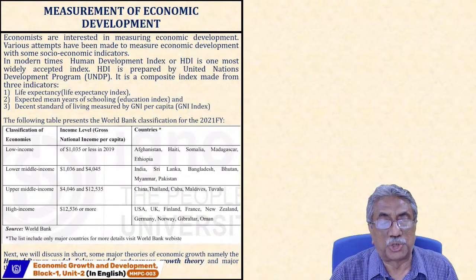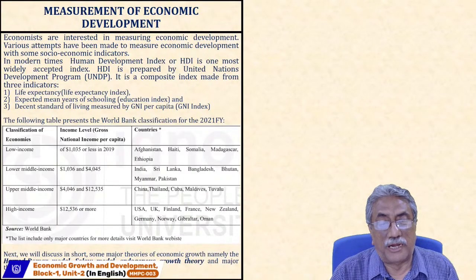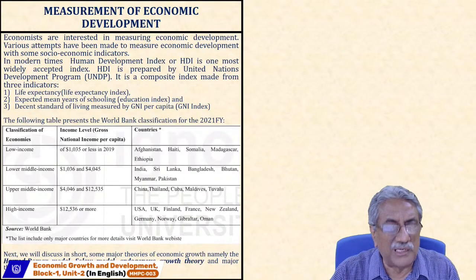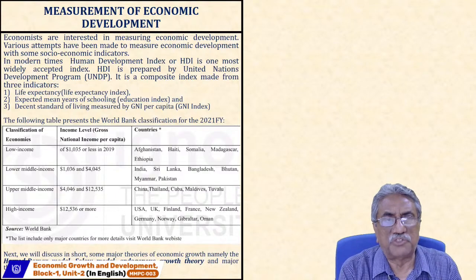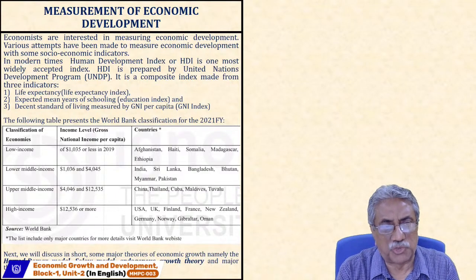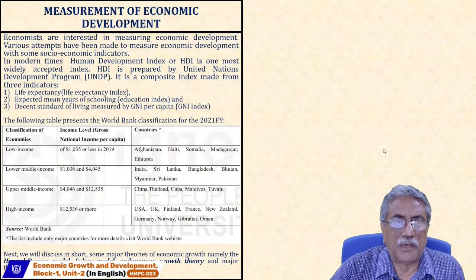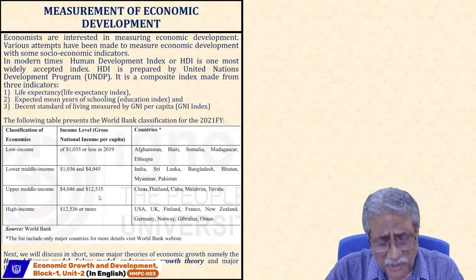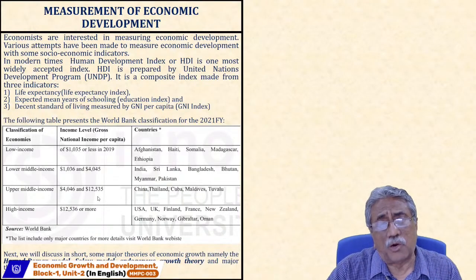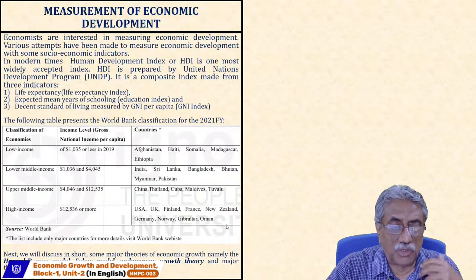After this, we will discuss in short some major theories of economic development: the Harrod-Domar model, Solow model, and endogenous growth theory, and some of the theories of underdevelopment, why a country remains underdeveloped. Okay? So here we have seen the Human Development Index, how the scenario is, 2021 data. As of now, Indian per capita income is somewhere around 2,500 to 2,800 dollars. Okay. So now let's move to the next slide.